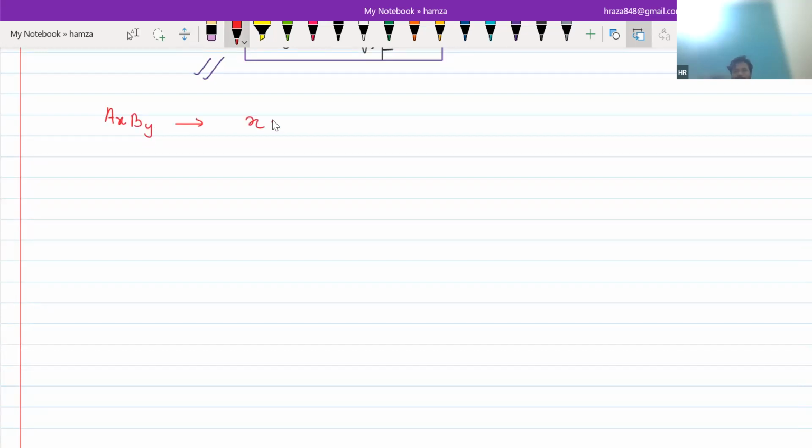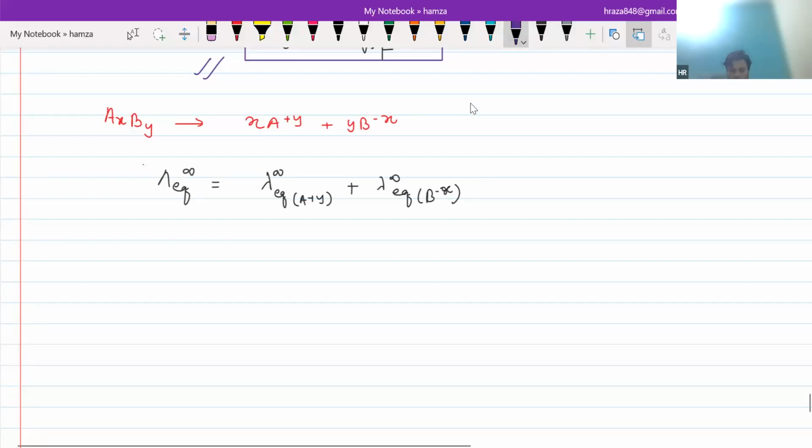Now see, again, I am going to take that example. AxBy will be xA^(y+) plus yB^(x-). And if you are going to write equivalent conductivity, it will be lambda infinity equivalent of A^(y+) plus lambda infinity equivalent of B^(x-). Now we are going to write in terms of molar conductivity also.